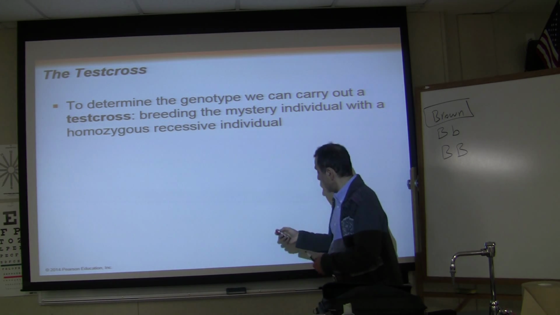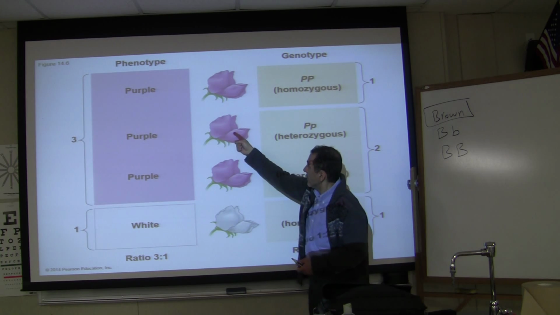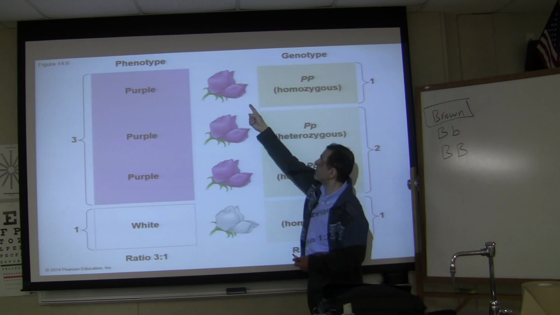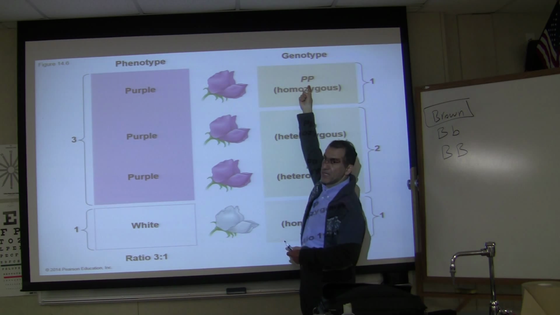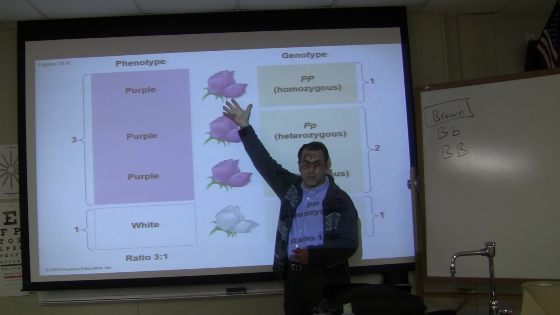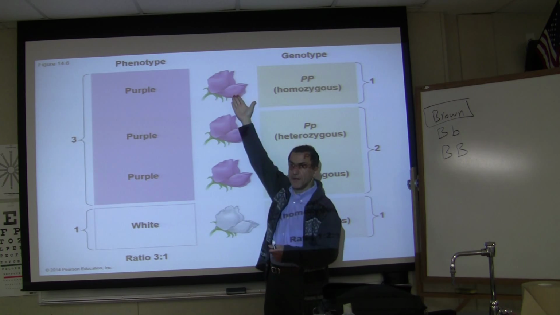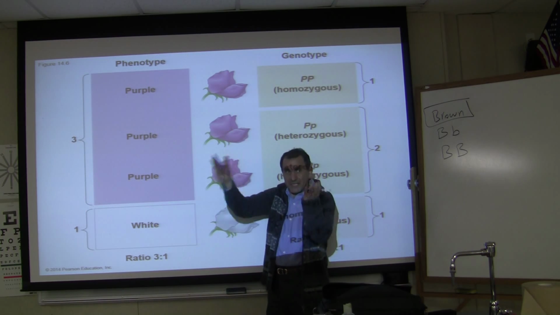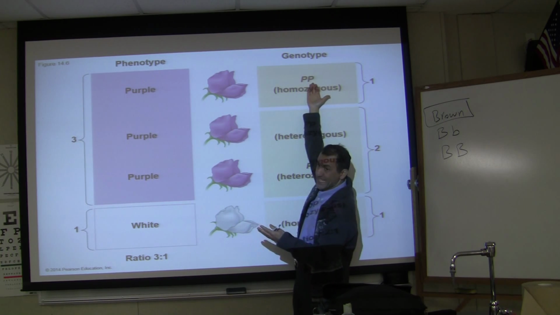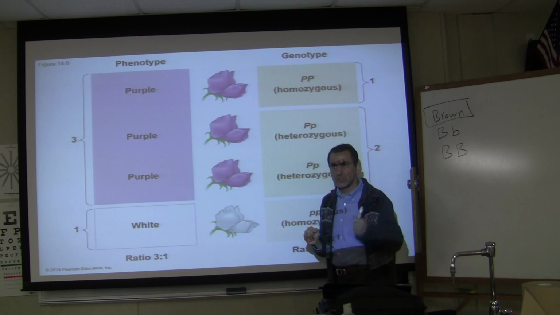Let's go back to our example right here. You don't know if this purple is capital P, small p, or that purple, capital P, capital P. They both are purple. There's no difference. But which one is it? The genotype, is it homozygous or is it heterozygous? That's what a test cross is.